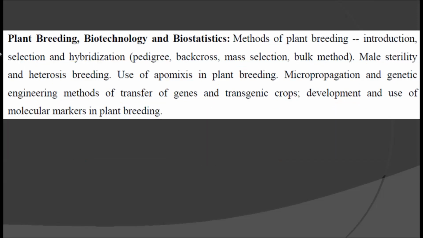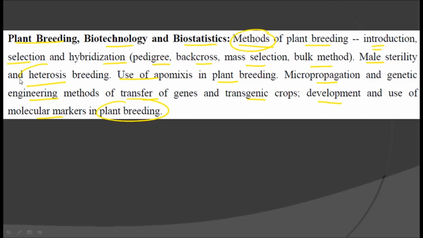All right. Now, the next chapter we have here is the plant breeding, then biotechnology and biostatistics. In this, you have to study the methods of plant breeding, that is, how plant breeding methods work. Then, the introduction for this, then selection, hybridization, that is pedigree, backcross, mass selection, and bulk method, male sterility, and heterosis, breeding, use of apomixis in plant breeding, then micropropagation and the genetic engineering methods of transfer of genes and the transgenic crops, development and the use of molecular markers in the plant breeding.